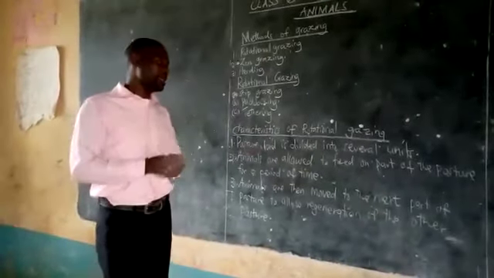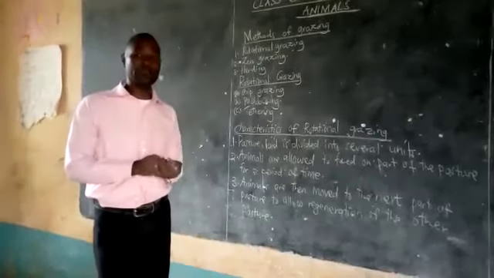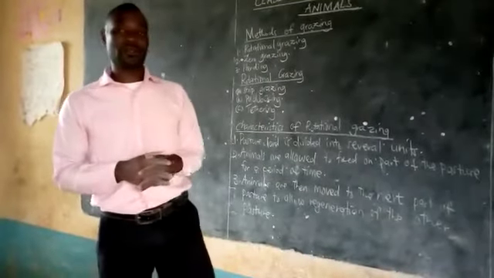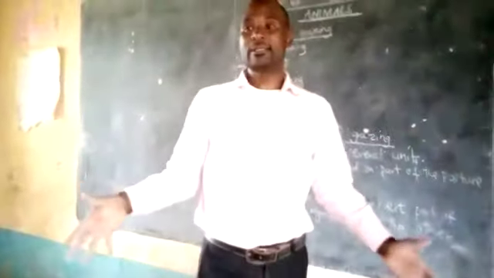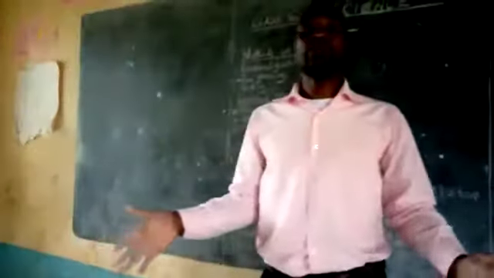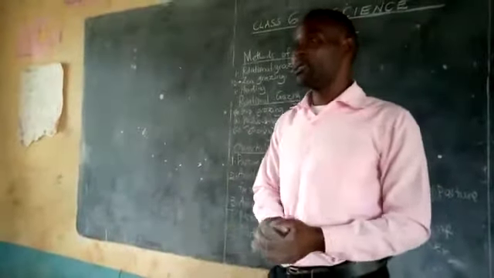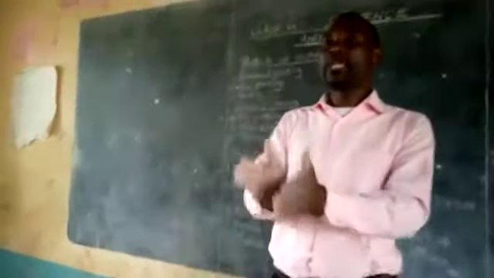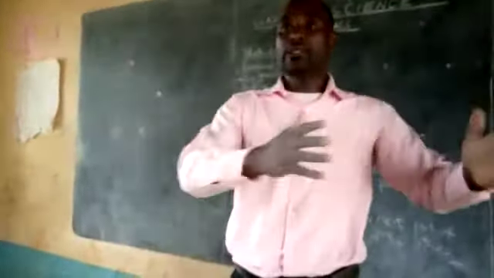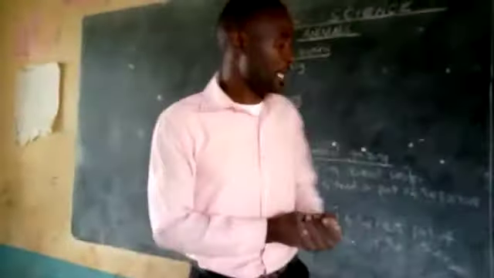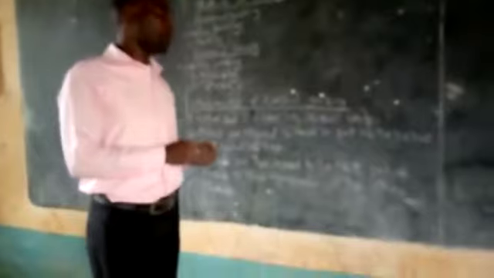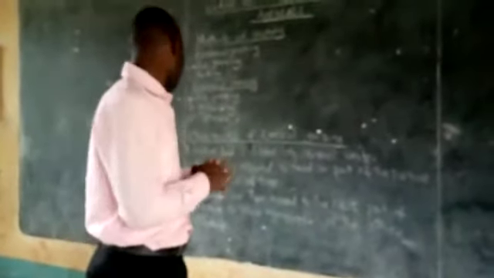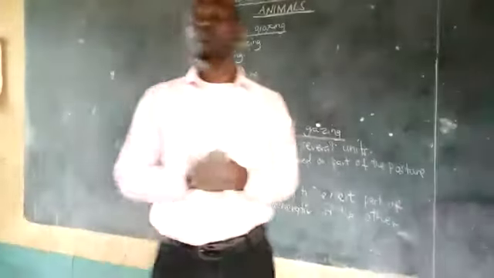Number one, the pasture land is divided into units. So if a farmer has land on which he or she has grown pasture, he or she subdivides that land into small portions, into small units. Then the animals are allowed to feed on a part of the pasture for a period of time.